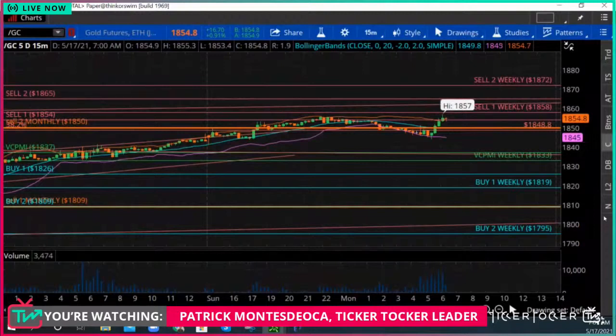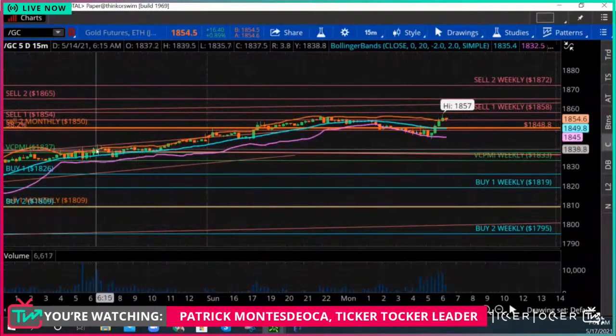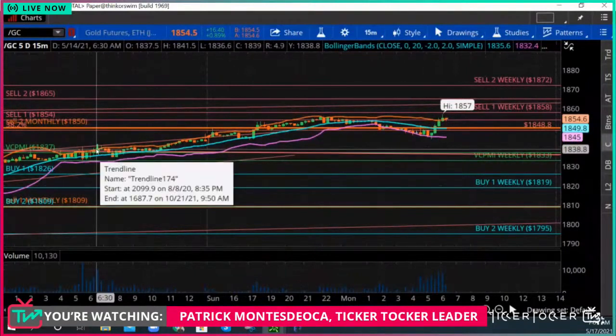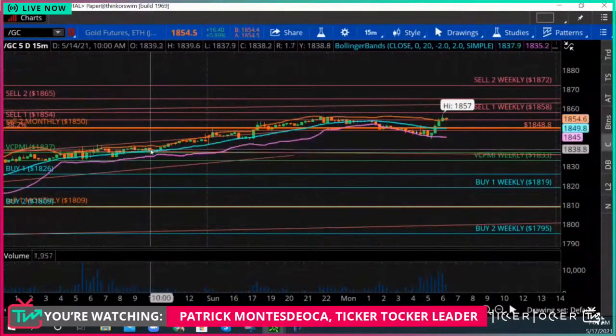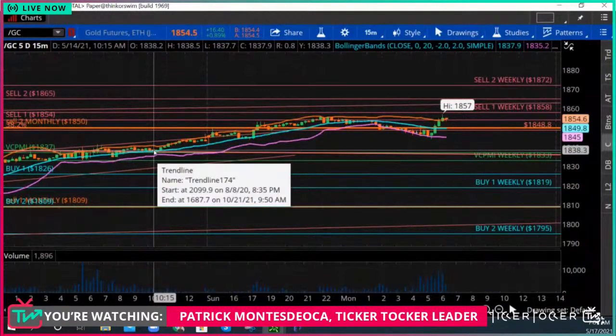So the position is neutral for day trading. It has completed the targets of the extreme above the mean on the daily. As the market came down early, on the 14th, it traded right around 1837.